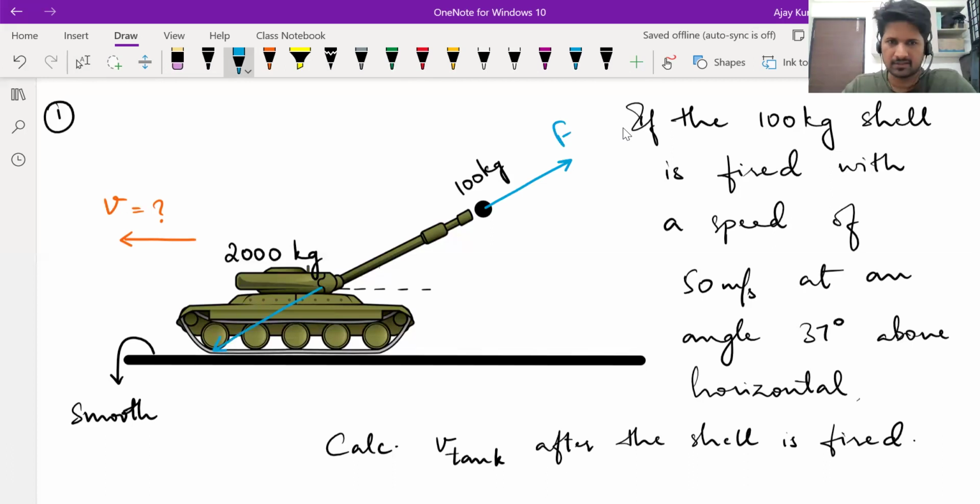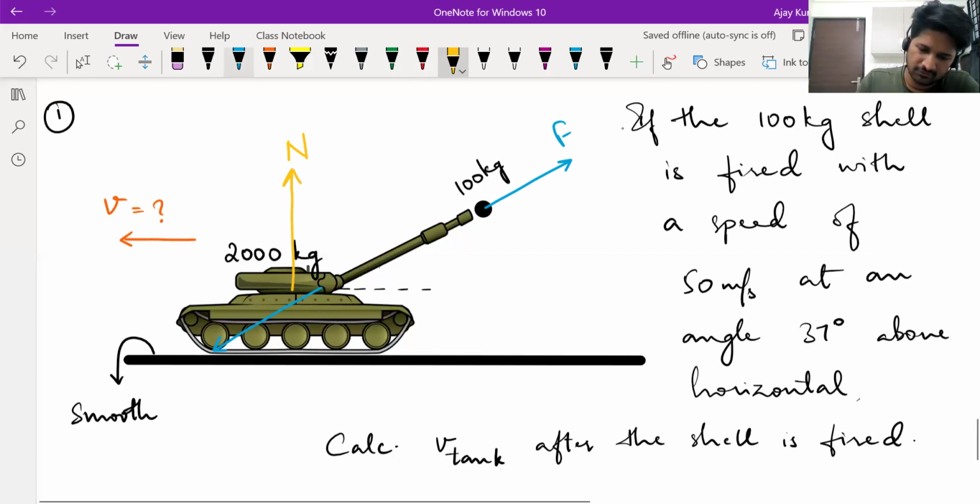Action reaction pair. Okay. Apart from this, their weights are acting. The tank's weight and the bomb's weight are there. And the tank also experiences a normal force from the ground. Okay. Now see, the moment the bomb is fired, this force F that acts on the tank, it will tend to make the tank accelerate that way.